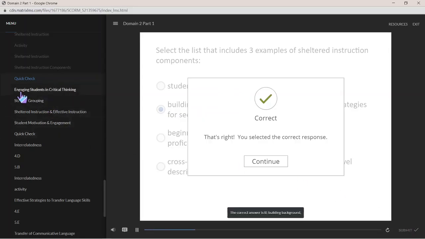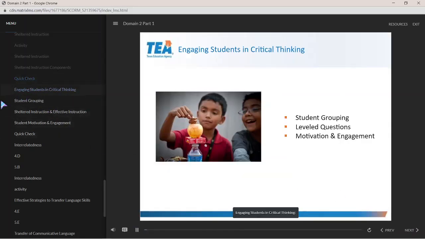The correct answer is B. Building background, engaging students in critical thinking. As you just learned, shelter instruction supports student engagement by offering strategies that help to ease the language load. Teachers are thus able to ask questions and provide tasks that include critical thinking. Students must engage in critical thinking so that they can effectively communicate using cognitive academic language.